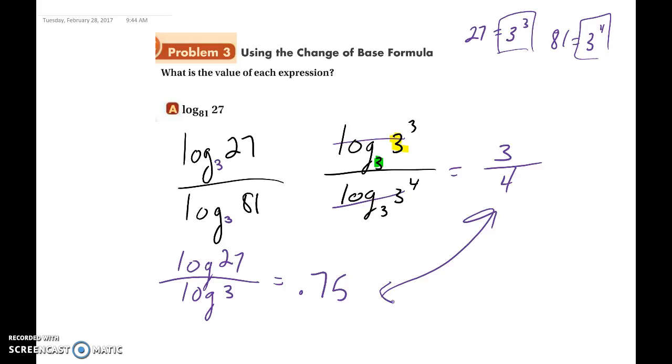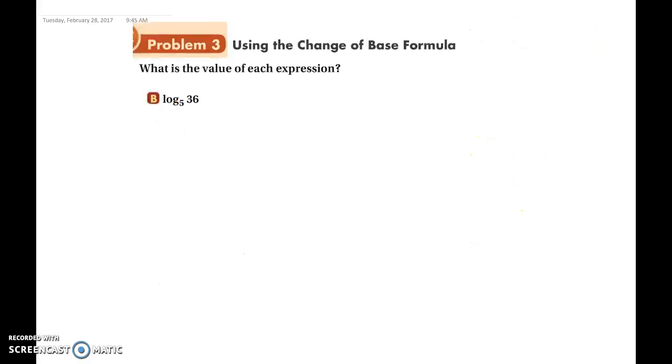If you want to do it by hand, then you try and ask yourself, can I rewrite these numbers as the same number raised to a power? And since 27 could be rewritten as 3 cubed and 81 could be rewritten as 3 to the fourth, I knew that meant that my base for my new logarithm had to be 3. And that way I could cancel out my logs and my exponential and just get the answer of 3 over 4. All right, we're going to do one more problem.